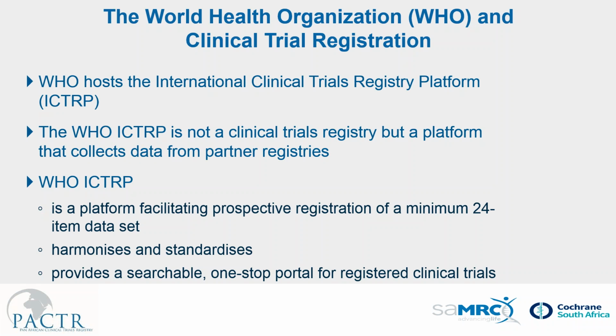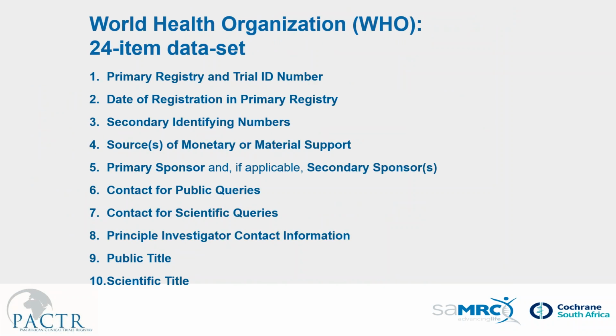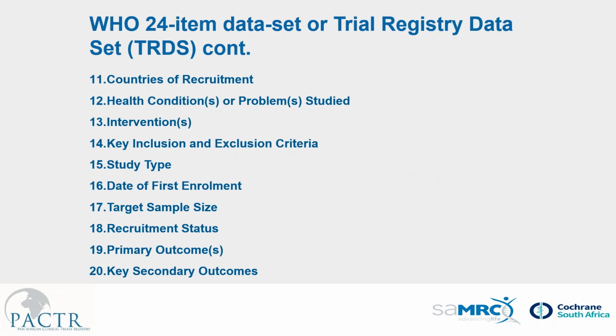And let's quickly look at the 24-item data set so that you know what information we capture. Here you will see the basic details about a registry. The first one is the number that's provided by the registry in which you are registering your trial. And then countries of recruitment, the health condition or problem that's being studied, the intervention, that will be your experimental group as well as your control group, your key inclusion and exclusion criteria, whether this is a randomized controlled trial or a controlled clinical trial. What was the date of the first enrollment? And this will enable the person who processes the registration to see whether it's a prospective or retrospective registration. And then key primary outcomes as well as secondary outcomes.